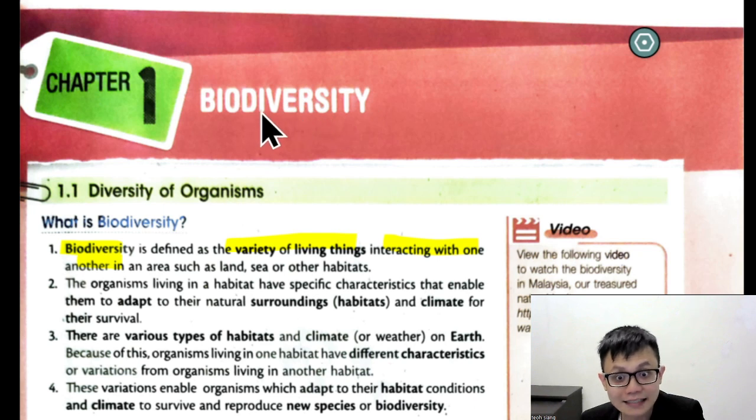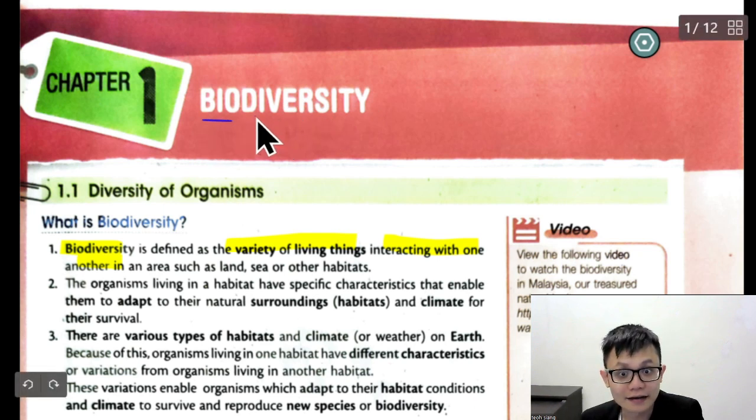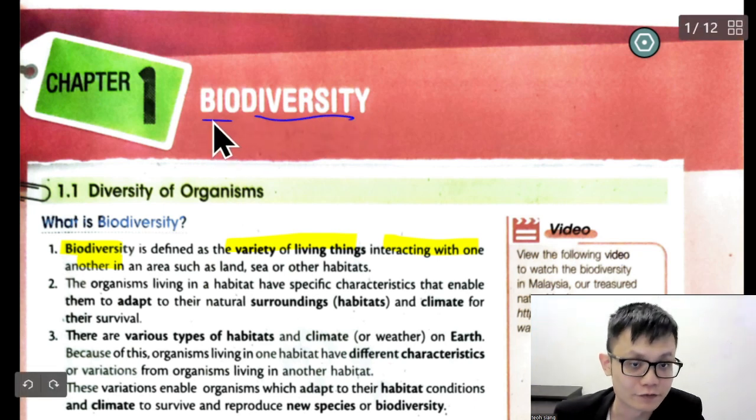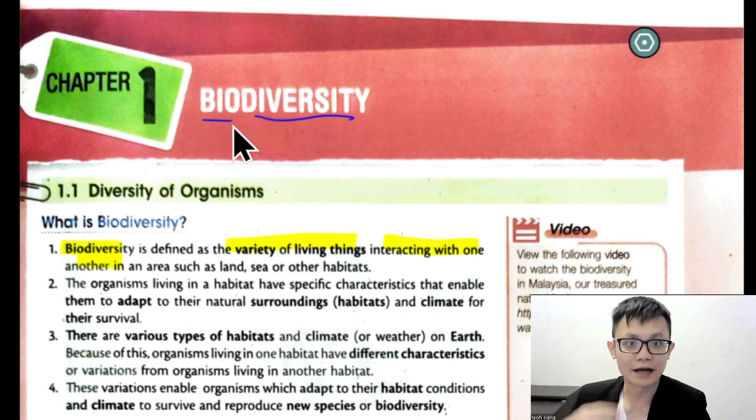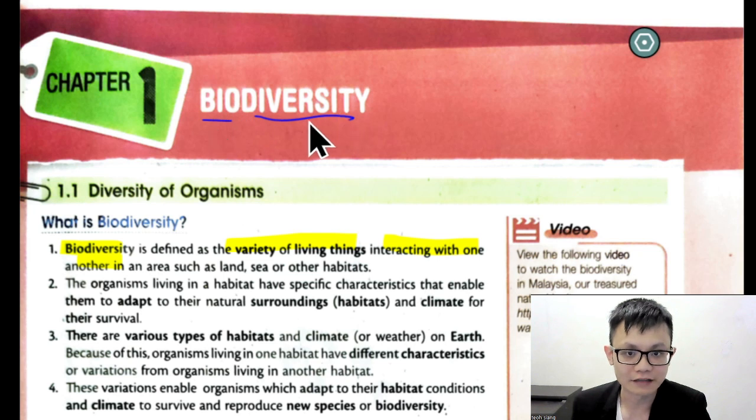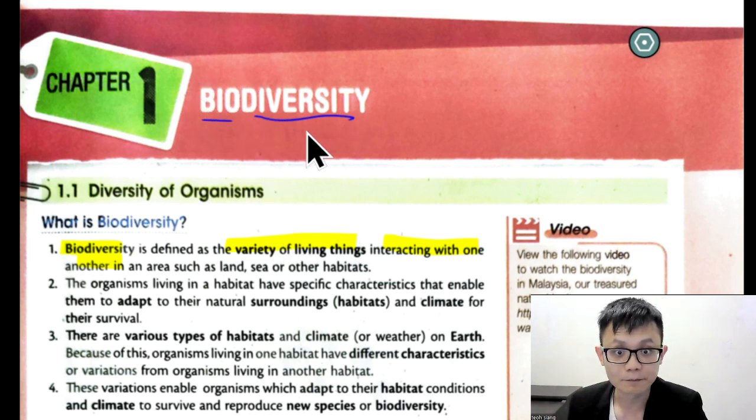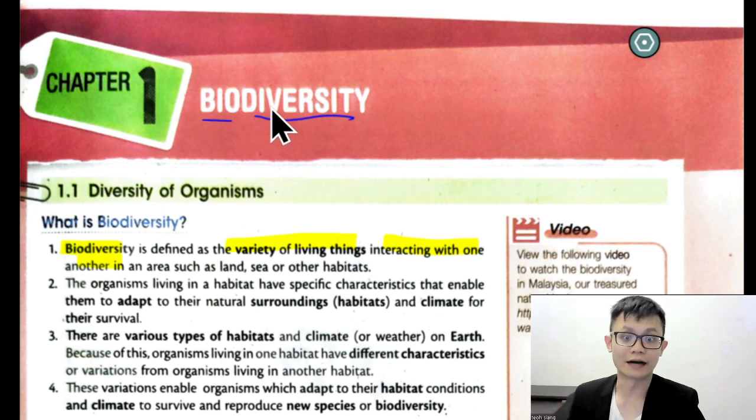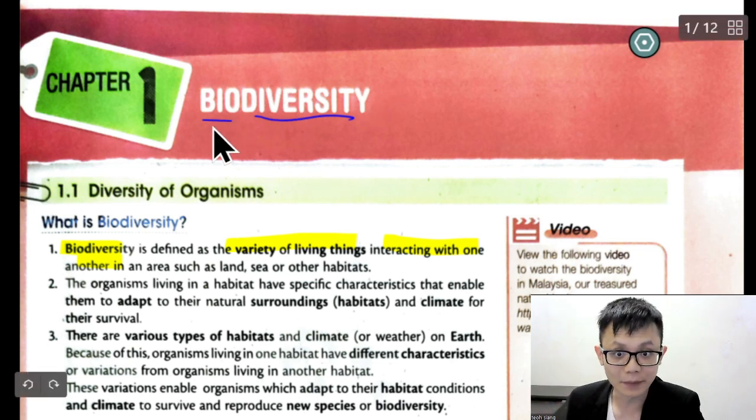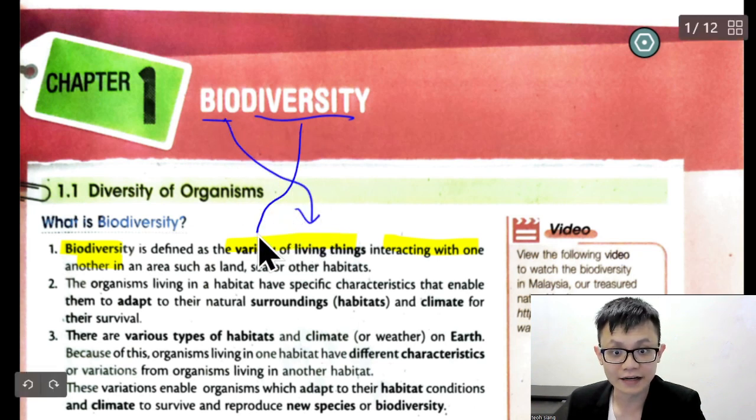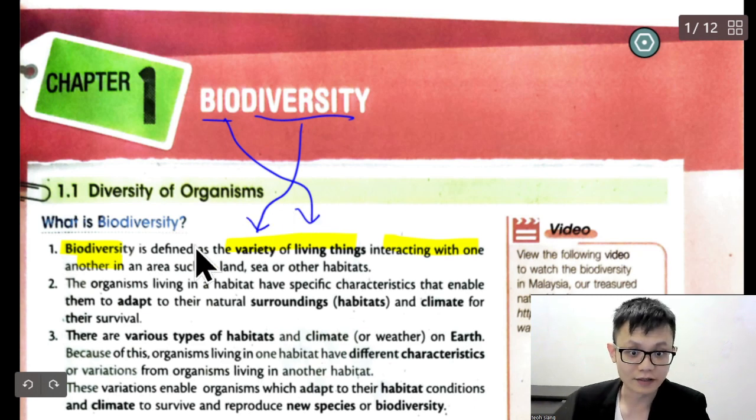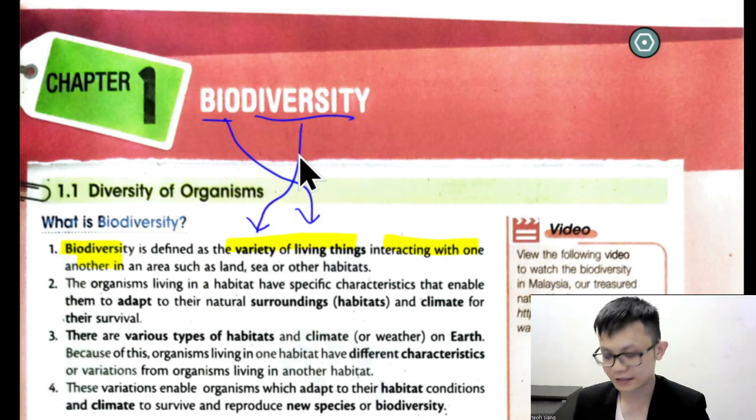From here, we can see that it is bio and diversity. Usually bio is for living things, right? Biology, biodiversity, whatever starts with bio, right? So bio is for living things. Diversity means variety. So bio is defined as living thing and diversity is defined as variety. So we can see that this is biodiversity.